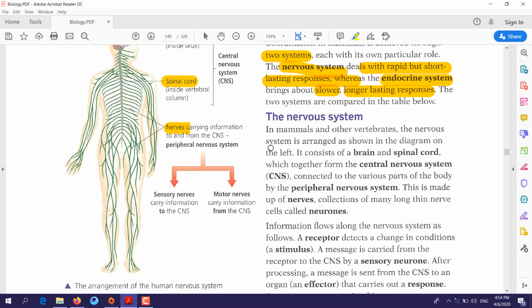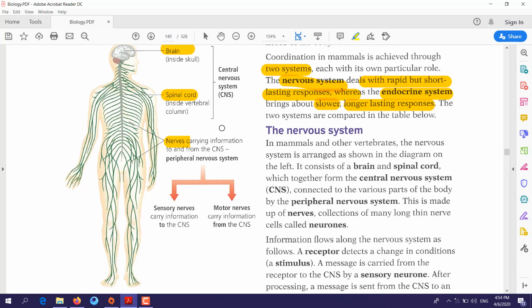Then the nervous system. The nervous system is one of the main systems in our body. The main function of it is that it controls all the actions in our body. This nervous system consists of two parts. First, it consists of some organs, and then we can divide these organs into parts.